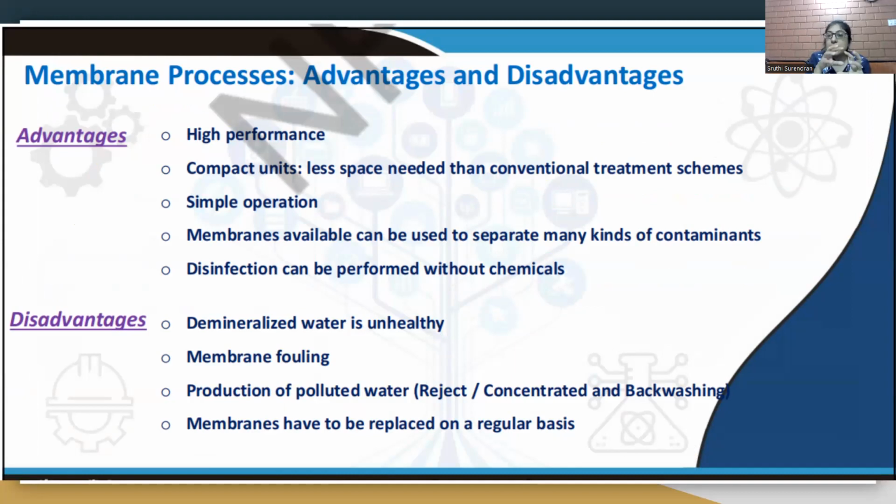The membranes can be used to separate out various types of contaminants. It is based on the size of the membranes and the material of the membrane. So it can be used for a variety of contaminants, and also the necessity of using a chemical is not coming over there. But what are the disadvantages along with the disinfection process or treatment process?